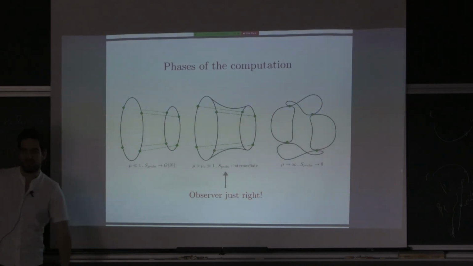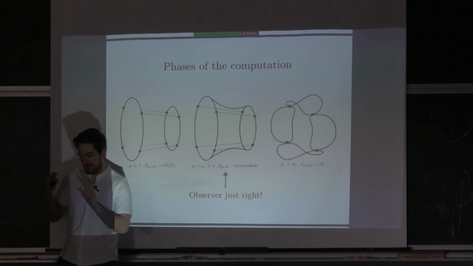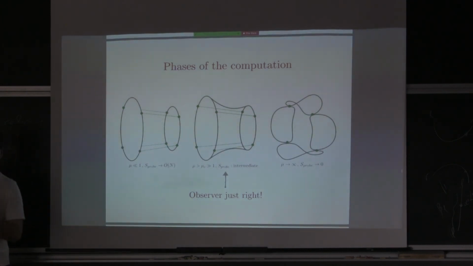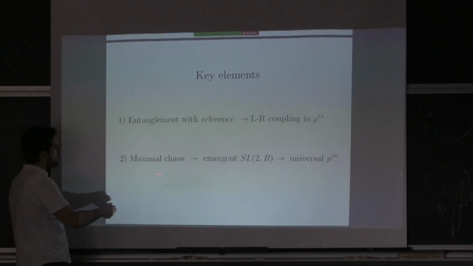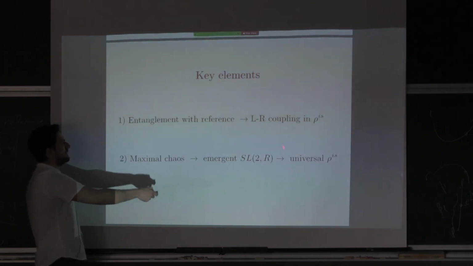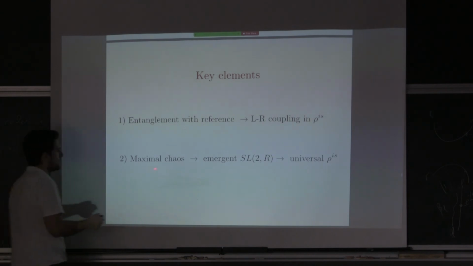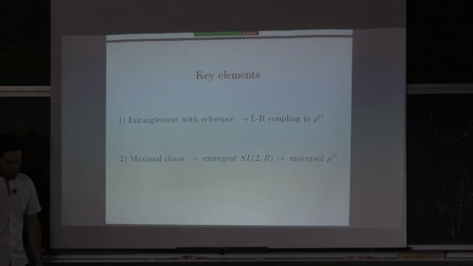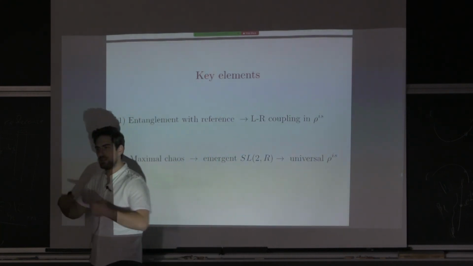The important thing is that it's universal. It didn't really depend on the details of the state that I used to prepare my observer in. It only really depended on the amount of entropy of the probe that I introduced. Where does this universality come from? Well, in our case here, it comes from the emergent SL2R symmetry of the SYK, which we know by now is a reflection of maximal chaos. So somehow, the maximally chaotic nature of the SYK is underlying the universality of this modular flow of our probe in the regime that it works.